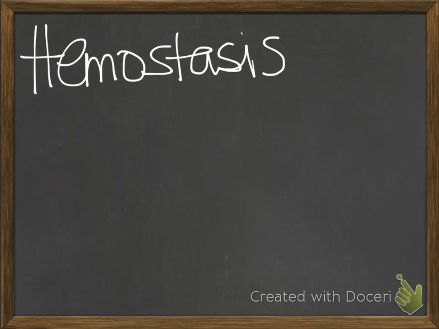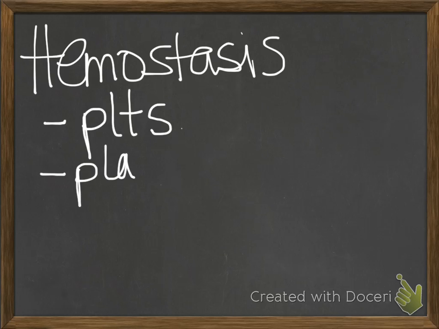Okay, so hemostasis is a multi-step process of which we will talk about, and it includes our coagulation cascade, and there are numerous components that go into hemostasis. The first one is our platelets. We've talked about platelets before. We have what we call plasma clotting factors.